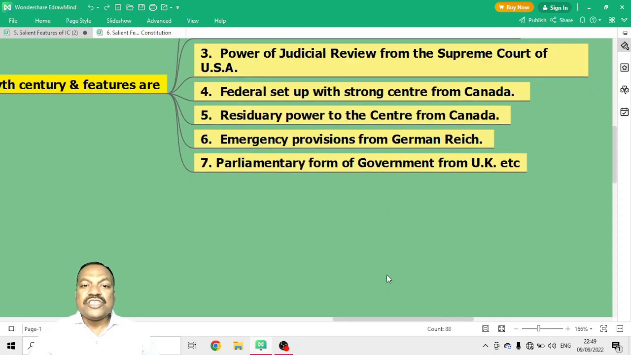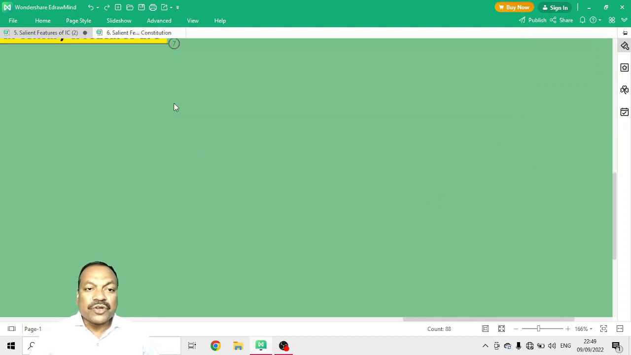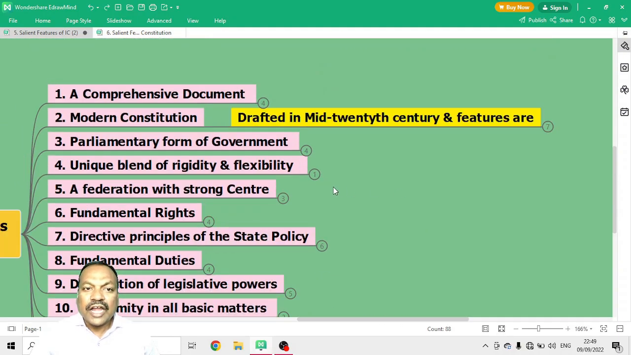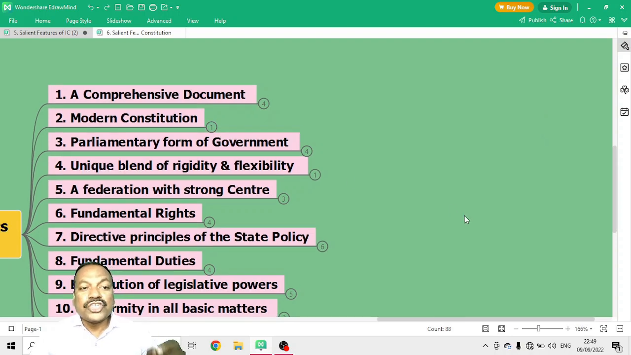Sixth, emergency provisions from the German Reich. And finally, seventh, the parliamentary form of government from the United Kingdom. There are a number of such features that we have taken from different constitutions of the world. The good things have been caught hold of and inserted in our constitution, and that's why our constitution is said to be the modern constitution of the world.